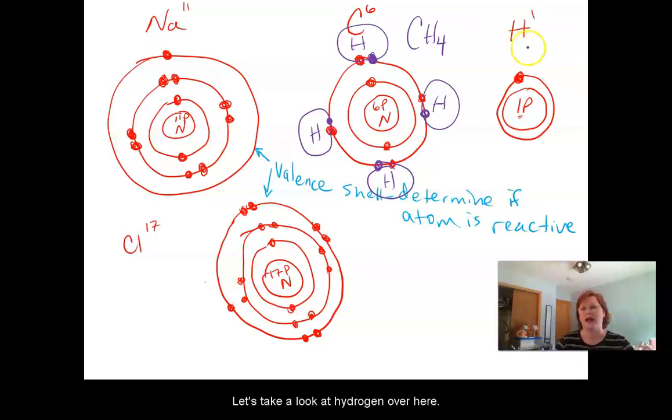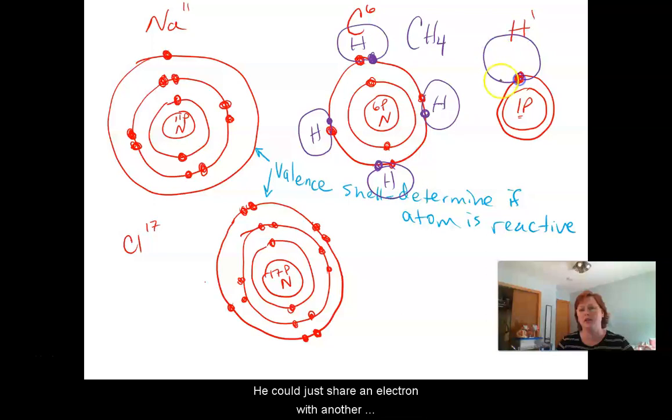Let's take a look at hydrogen over here. Now, hydrogen could interact with things like carbon, or he could just share an electron with another hydrogen, right? And that would give us a molecule of hydrogen.